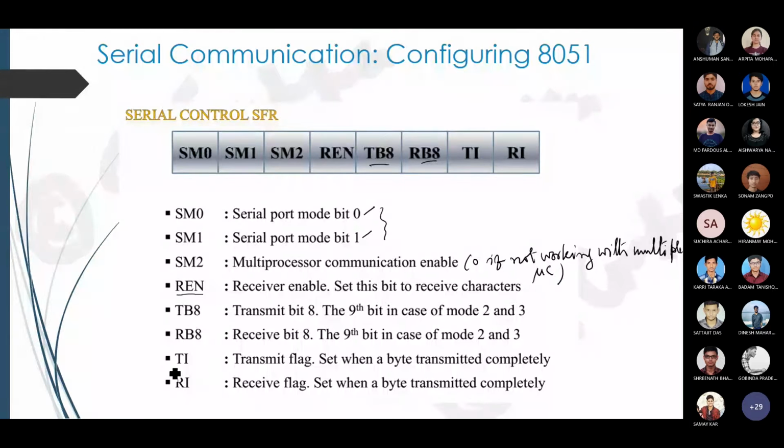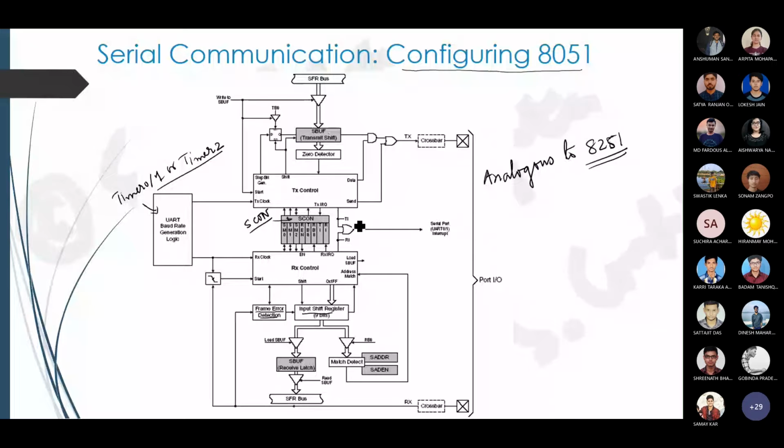One thing we need to understand is TI and RI. The transmit flag is set when the byte is transmitted completely. Here we also need to observe that this is our TI and this is our RI, but they go through an OR gate. So this is TI or RI, and this generates the INT, the interrupt.